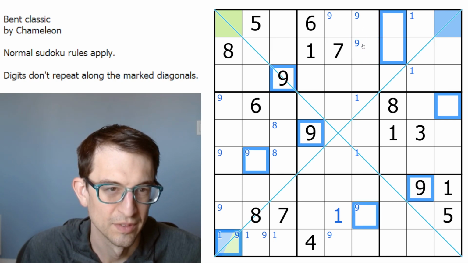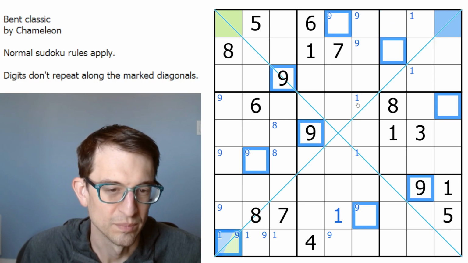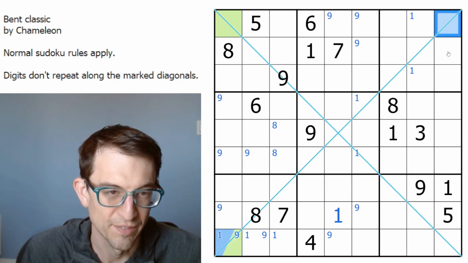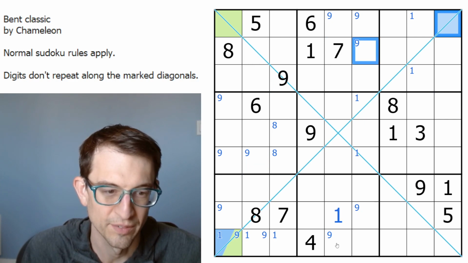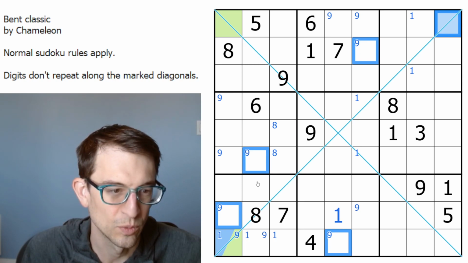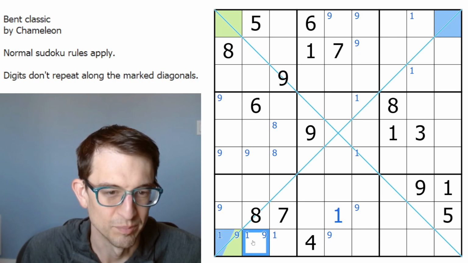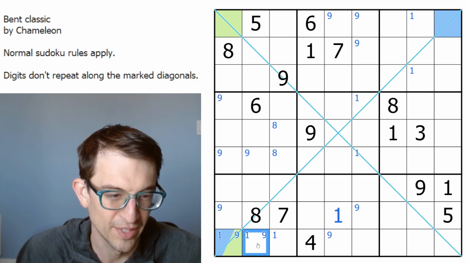Oh. No, that's fine. Yeah, so that's fine. Let me try the other way. If this is a 9, we get a 9 here, we get a 9 here, we get a 9 here, and here. Oh, interesting. So either way, we get a 9 here, right? So I think we know the way to do that. This can't be 9, right?